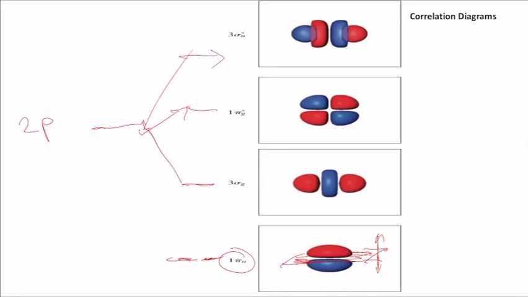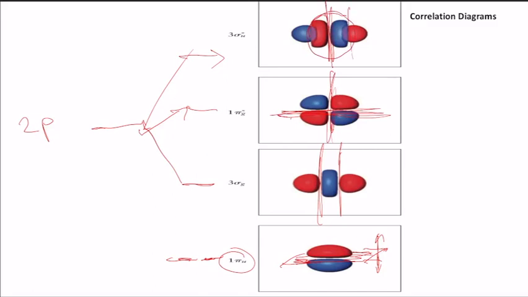We can see in here two nodes. Here we can see this node and this node too. And then we can see this one and this one, or whatever you want to draw it as. So these are the different nodes, and this is why, as you have more nodes, as the wave function needs to make more wiggles, it has more energy.